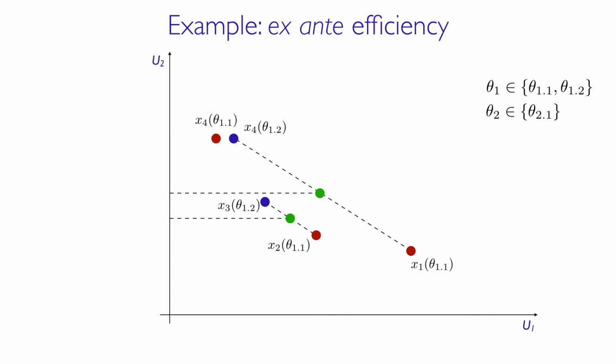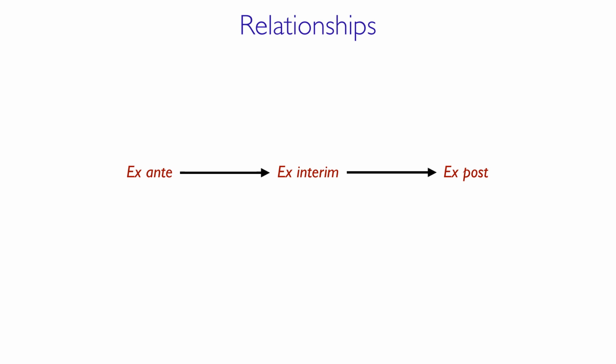Here we do the same when the outcomes returned by the social choice function are x1 for type theta 1.1 and x4 for type theta 1.2. We can see that the green circle in this case Pareto dominates the previous one. Therefore, ex-ante efficiency is stronger than ex-post efficiency. In particular, we have that ex-ante efficiency implies ex-interim efficiency, that in its turn implies ex-post efficiency.